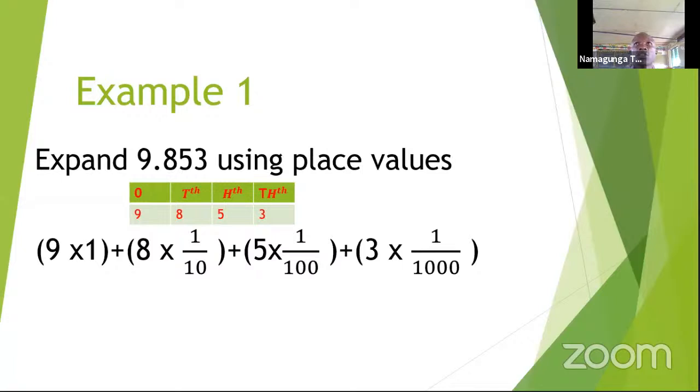So we said to expand a number, you multiply each digit by its place value, and make sure that after every multiplication, you put a plus sign before introducing the next multiplication.